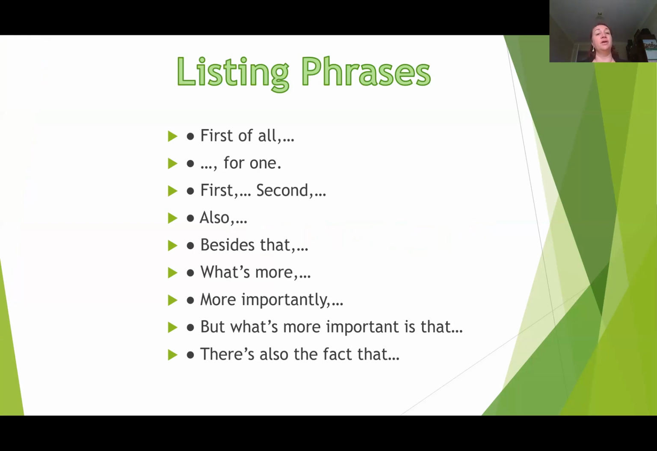First of all, for one, first, second. Also, besides that, what's more, importantly, but what's more important is that, and there's also the fact that. So these are great listing phrases for you to list the information.